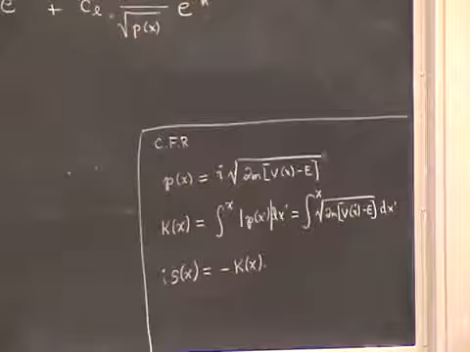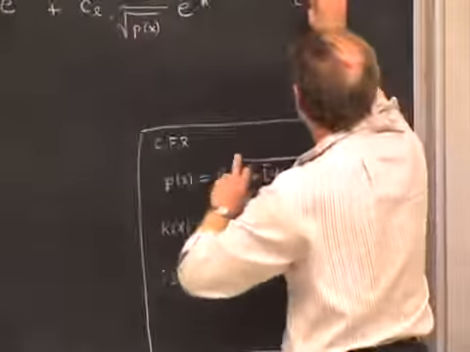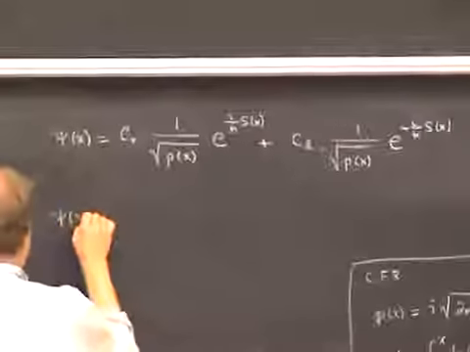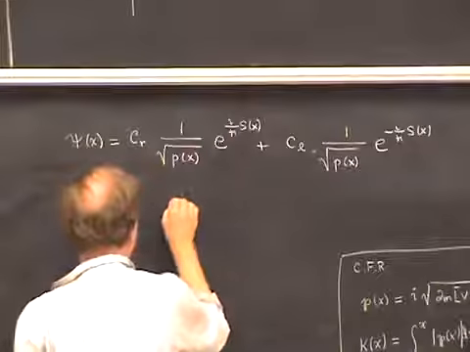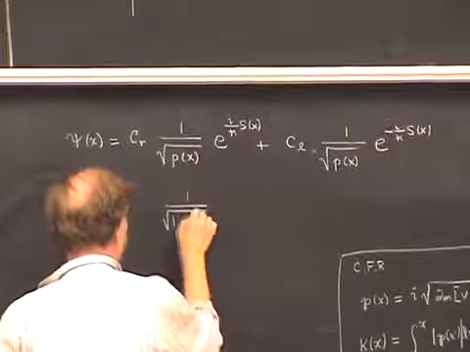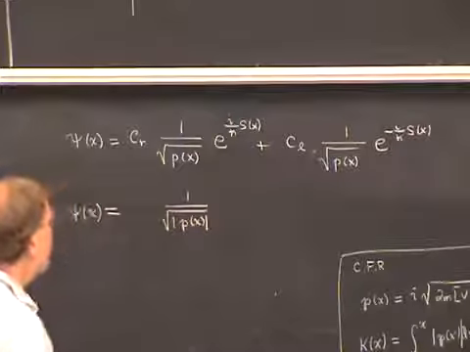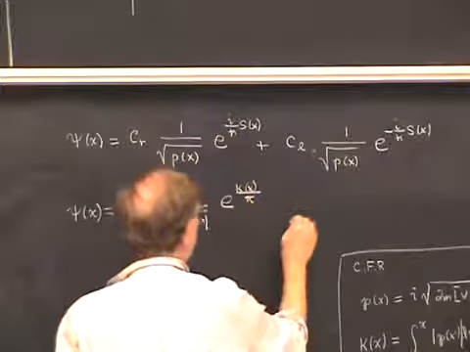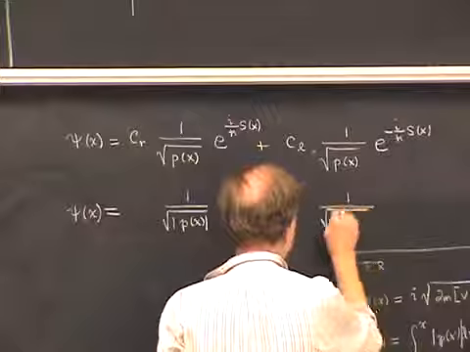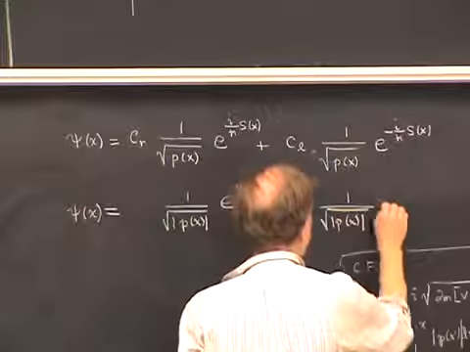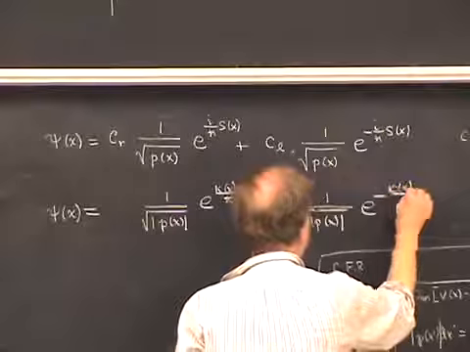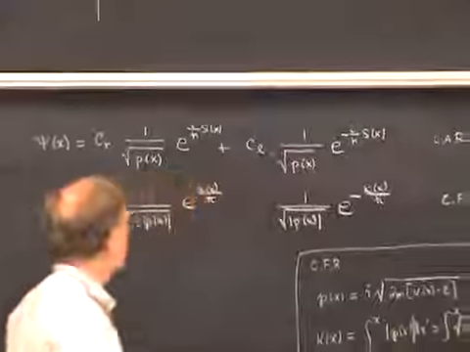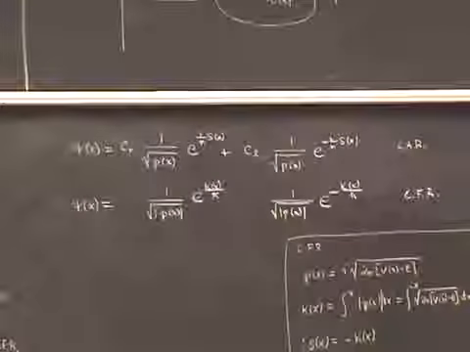So this solution I wrote down at the bottom of this board is for the classically allowed region. In the classically forbidden region, we can say that psi of x is going to be a linear combination of a term which is 1 over the square root of the absolute value of the momentum, to make it real, times e to the k of x over h bar. And another solution is 1 over the square root of the absolute value of p of x times e to the minus k of x over h bar in the classically forbidden region.